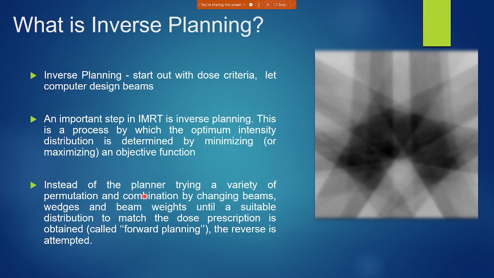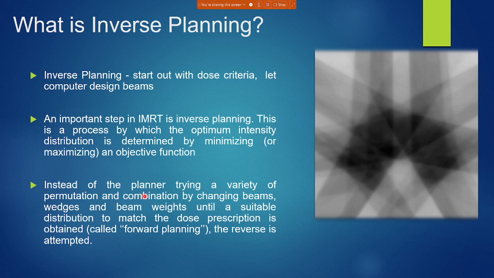And what is inverse planning? In inverse planning, you start out with the dose criteria, then allow the computer to design the beams. An important step in IMRT inverse planning is the process by which the optimum intensity distribution is obtained by minimizing an objective function or a cost function. That's what I was telling in the earlier slide also. That's Steve Webb's concept: you have a cost function, and you try to minimize it as much as possible to get a good dose distribution.